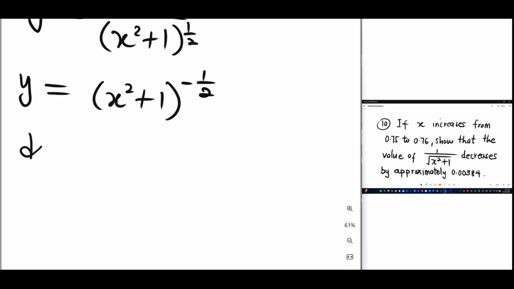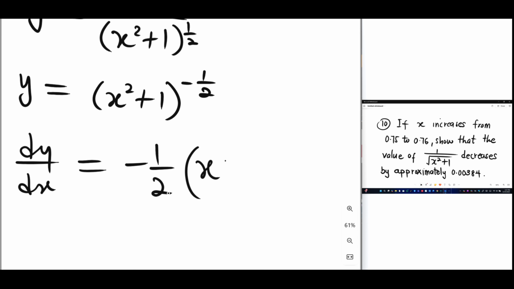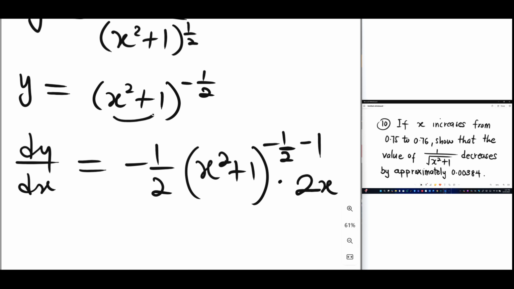So let us now find our dy/dx. Our dy/dx will be equal to: bring down the power, which is negative half. Then you maintain what you have in the bracket, x squared plus 1. Then reduce the power by 1, so negative half minus 1. Then you multiply the expression by the derivative of what you have inside. We are using the chain rule, and that is 2x. When you differentiate x squared plus 1, you get 2x.